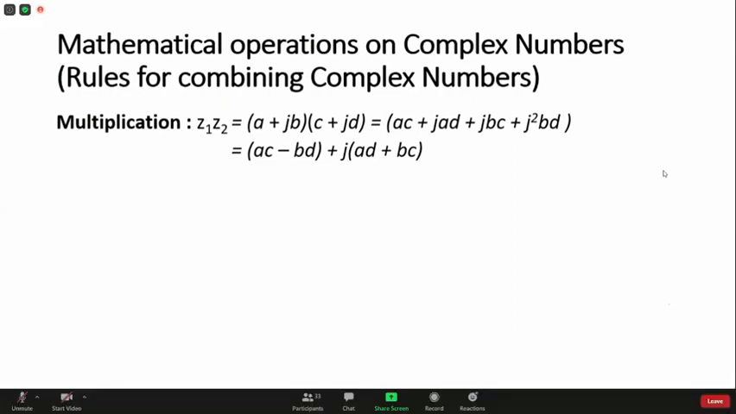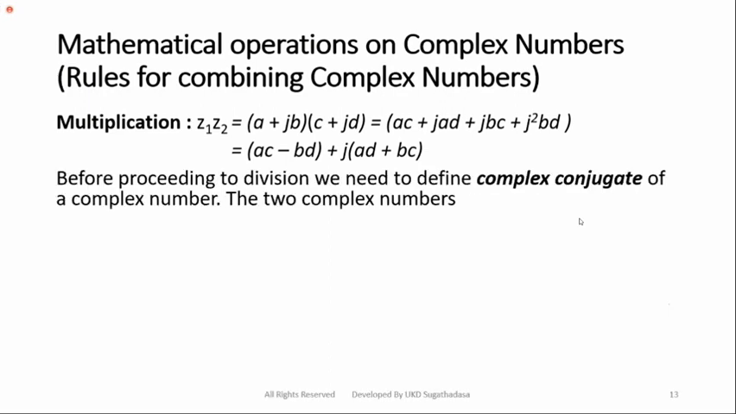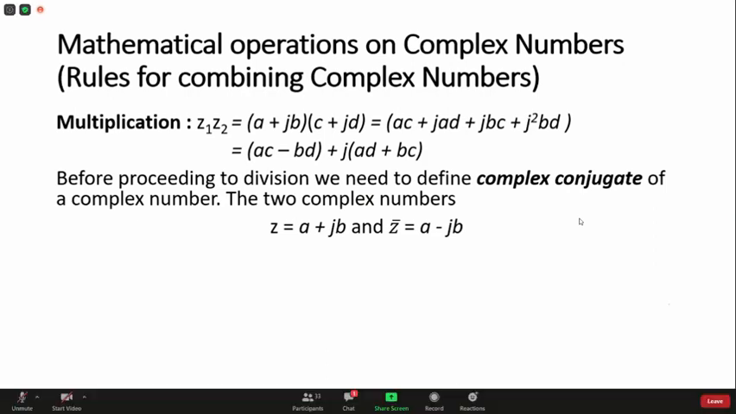Now before we come to the division of the complex number, there are certain concepts to be familiar with. That is what you call the complex conjugate. Right? Before proceeding to division, we need to define a new term, complex conjugate, very important in complex numbers. What is the complex conjugate? Now we discuss that particular one, very simple. If you have a complex number Z equal A plus JB, the complex conjugate is denoted by Z bar. You can see the small dash on top of the Z there. That is called Z bar, a conjugate. That is equal to A minus JB.